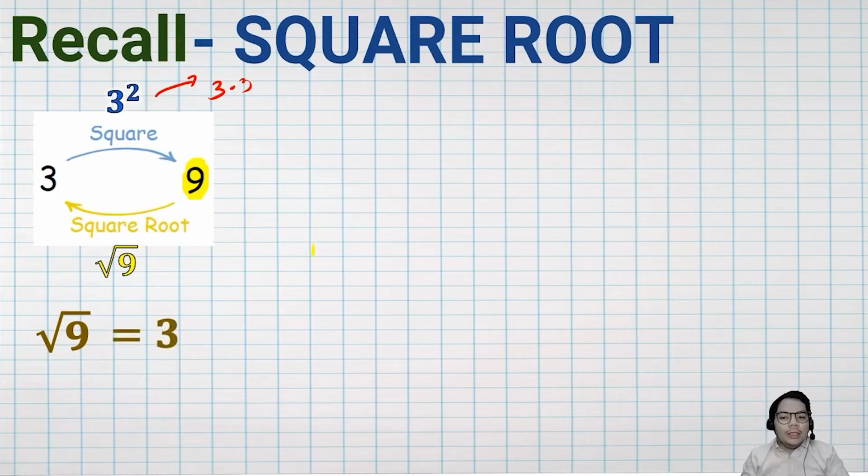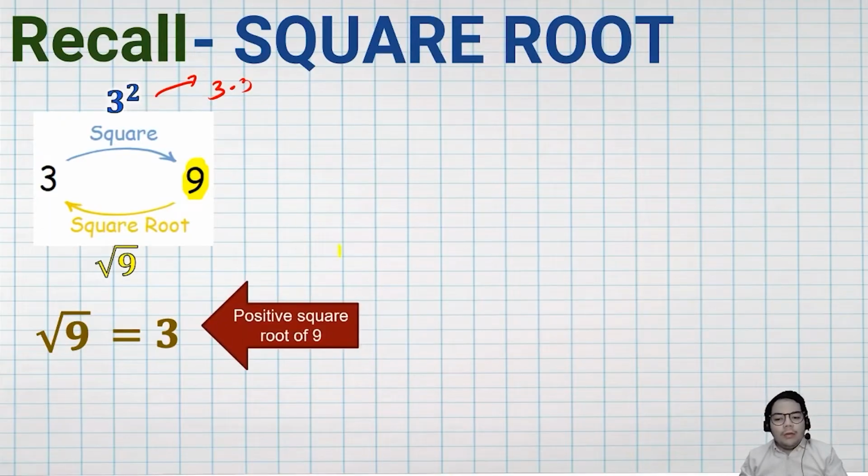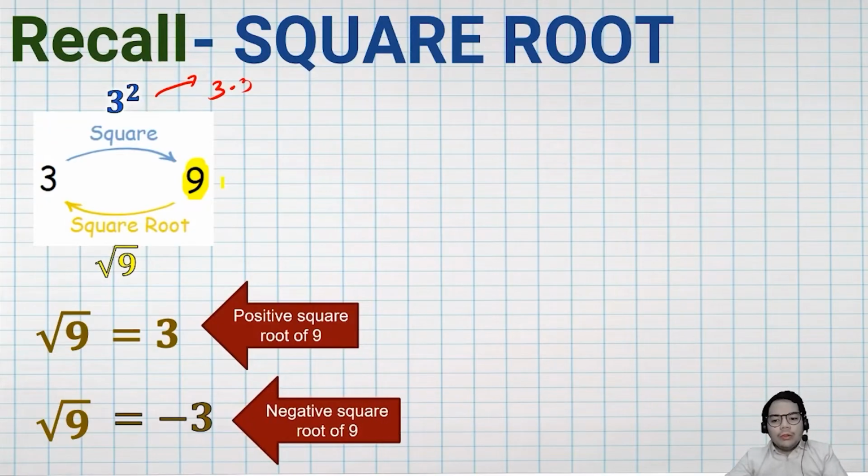Kasi if you square 3, or minultiply mo si 3 sa sarili niya, that will be equivalent to 9. And obviously, this is our positive square root of 9. So kung iisipin mo, ang 3 pag in-square ko, ang sagot ay 9. Pero, we can also have negative 3 because if I square negative 3, that will also be equivalent to positive 9. Di ba nga, nung nag-recall tayo ng integers, we have negative 3 times negative 3 is equal to positive 9. So we can also have this negative square root of 9, which is negative 3.